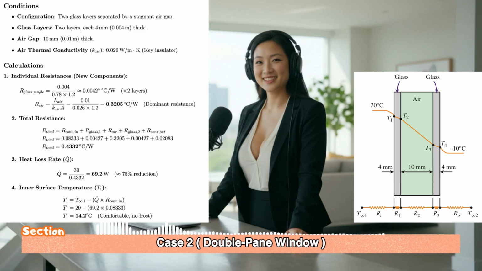The game changer is that stagnant air layer. Now, this is a really important conceptual point. We calculate its resistance using the conduction formula, L over kA, not the convection formula. Wait, that's a good point. Why conduction? It's air. Why don't we treat it as convection resistance?